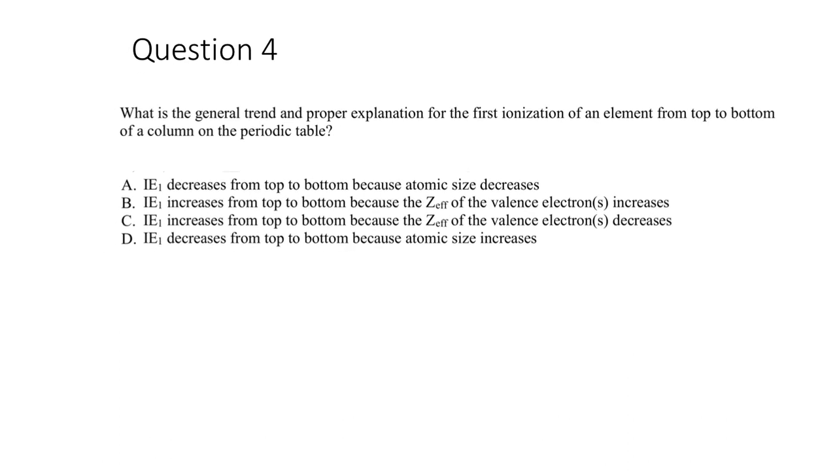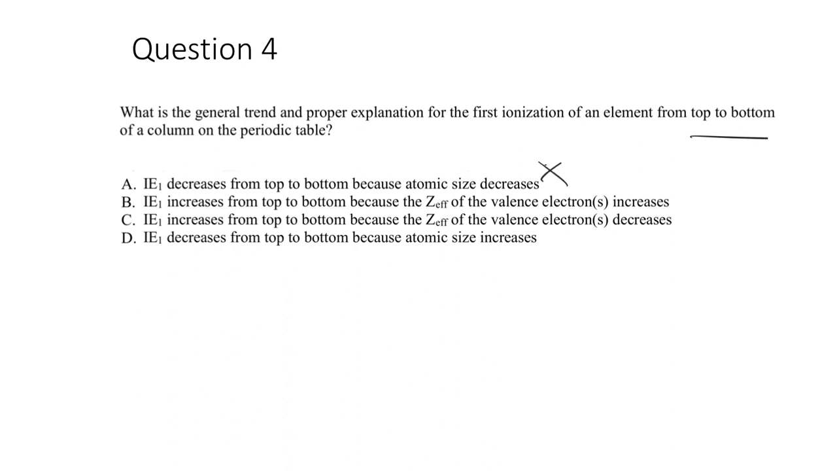Question 4. What is the general trend and proper explanation for the first ionization energy of an element from top to bottom of a column of the periodic table? Decreases because atomic size decreases. Atomic size doesn't decrease from top to bottom, so that can't be right.